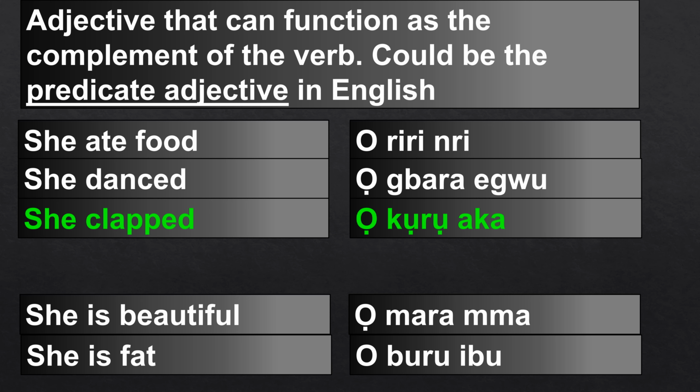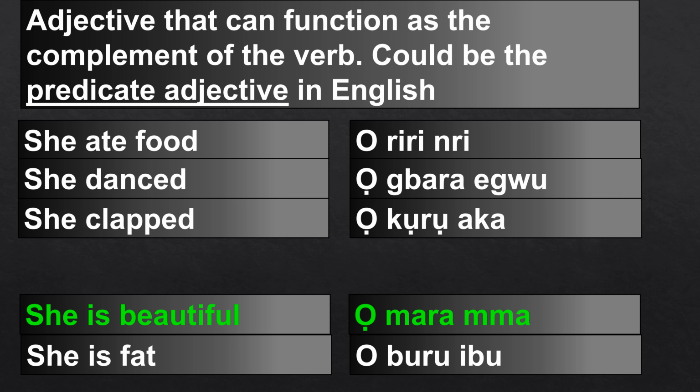Take note of the syntax. So we have o, which means she, the pronoun here, which is the subject. So we have subject, koro, verb, aka, noun. So we have subject, verb, noun, right? Okay, let's go to adjective, which is the essence of this lesson.